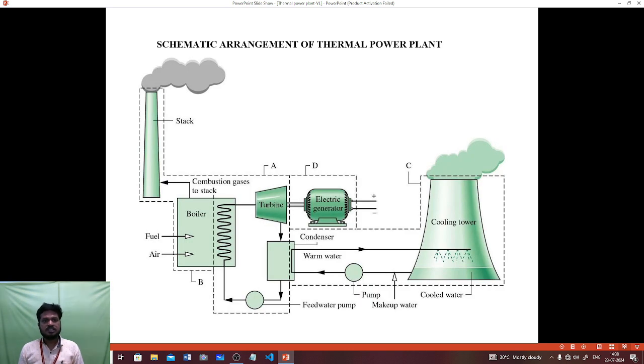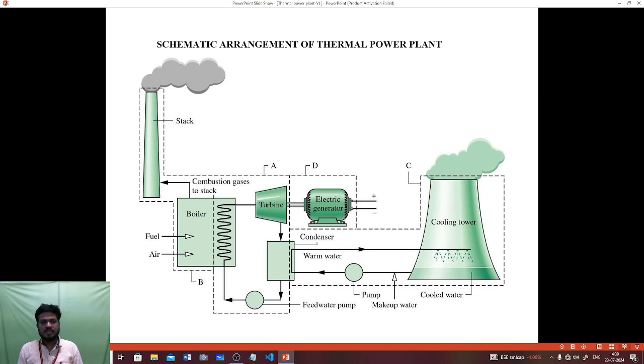This is a schematic arrangement of a thermal power plant. It is used for a boiler. The boiler takes in fuel and air from the atmosphere. In the boiler, the water is heated into superheated steam, and then it is sent to the turbine. In the turbine, the blades rotate by means of the superheated steam, and by means of the rotating turbine, the generator is also rotated by mechanical energy.